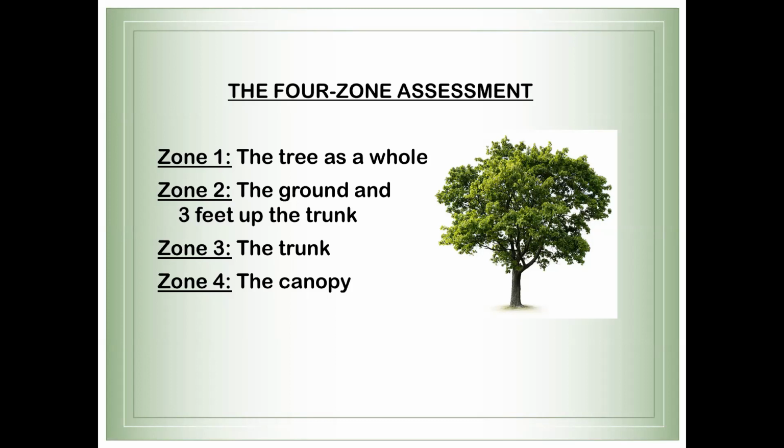So the 4 zones are the tree as a whole unit, looking at the tree from afar, the ground, and 3 feet up the trunk. When I say the ground, that would be at the drip edge of the tree, the very ends of the branches, up to the tree, and then 3 feet up the trunk. And then zone 3 would be the trunk itself, looking straight up the trunk. You're looking for cavities, how the branches are attached to the tree. And then we're looking at the canopy, and this would be the smaller branches and the foliage. So let's get started here.